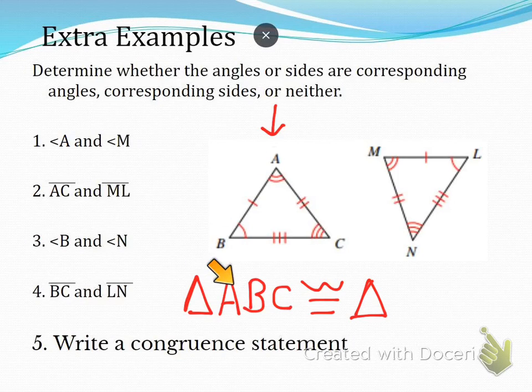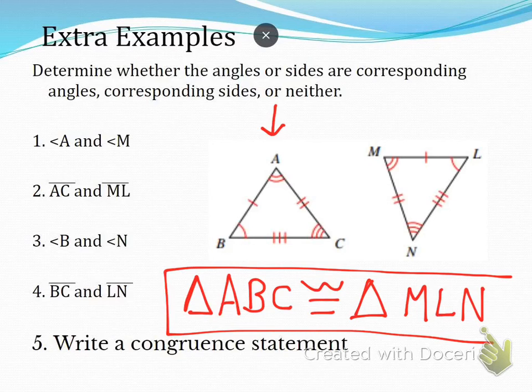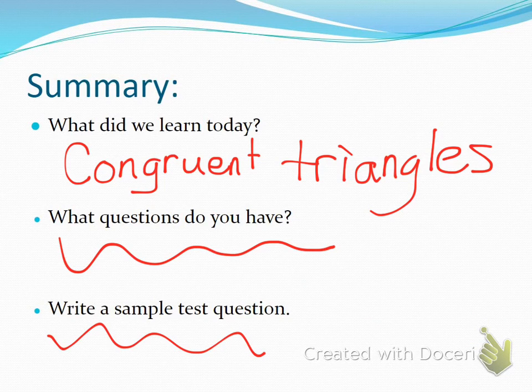Okay, what matches up with A? What should be written first? M. And then B is the second letter. What matches up with B? Which one has 1? L. And then what matches up with C? What has 3 little marks on it? N. That would be how you write a congruent statement.